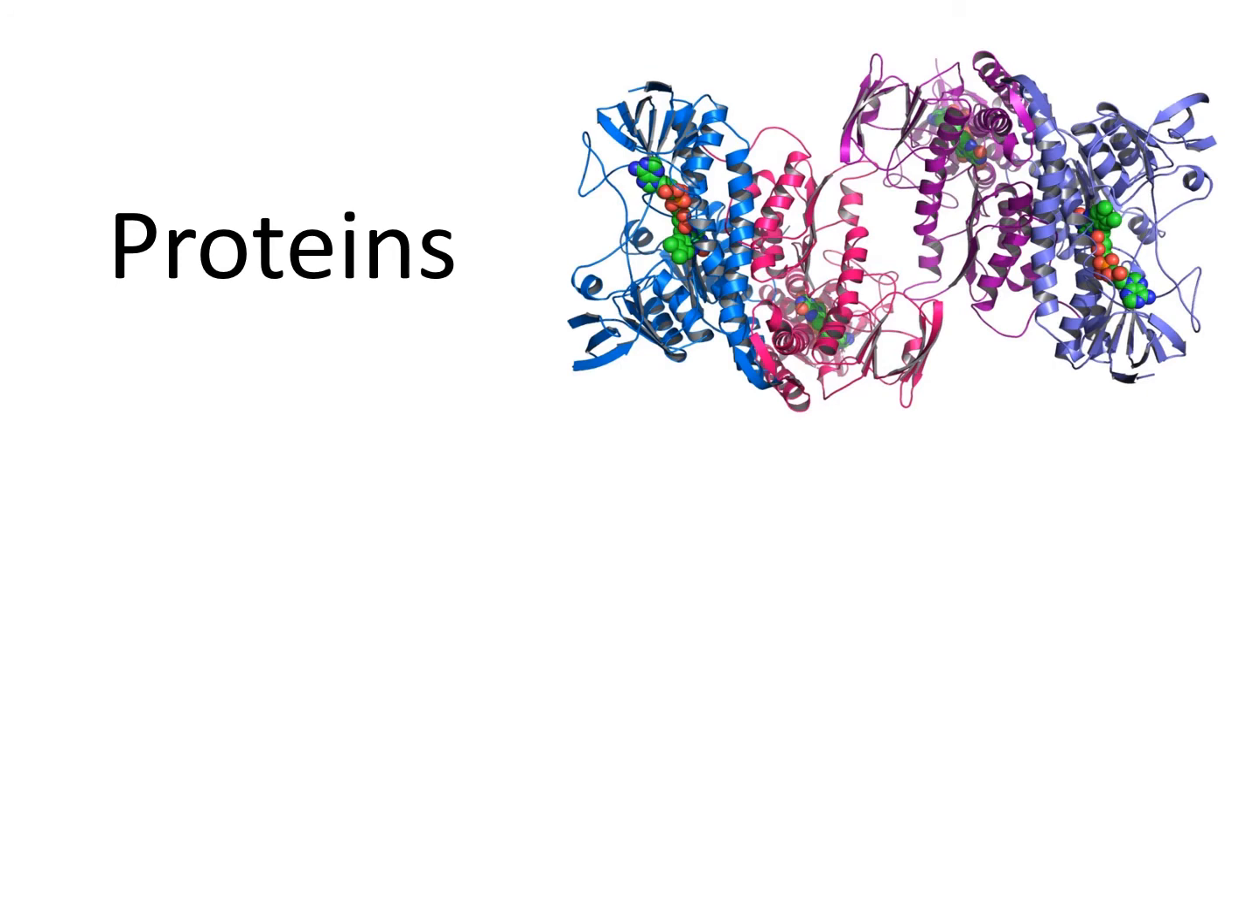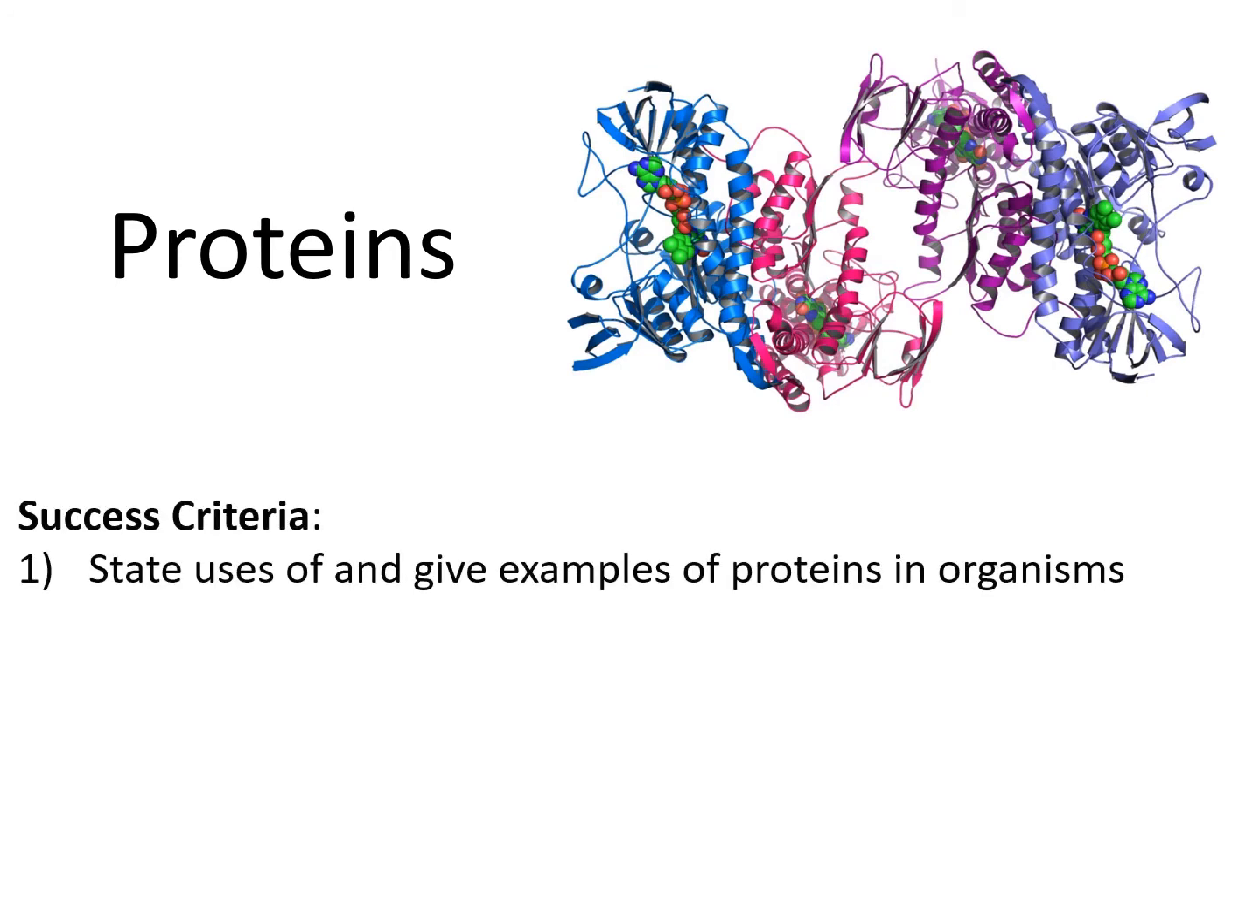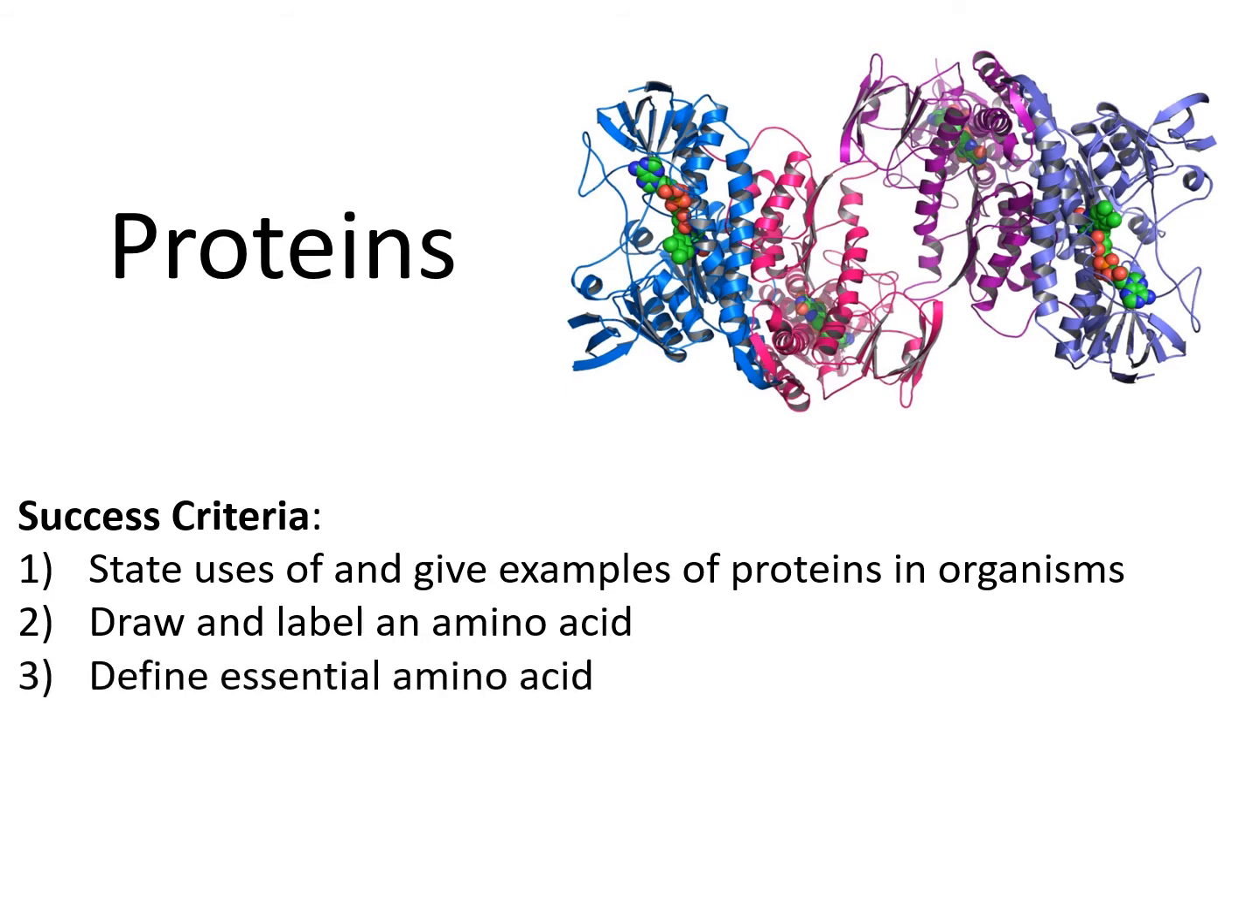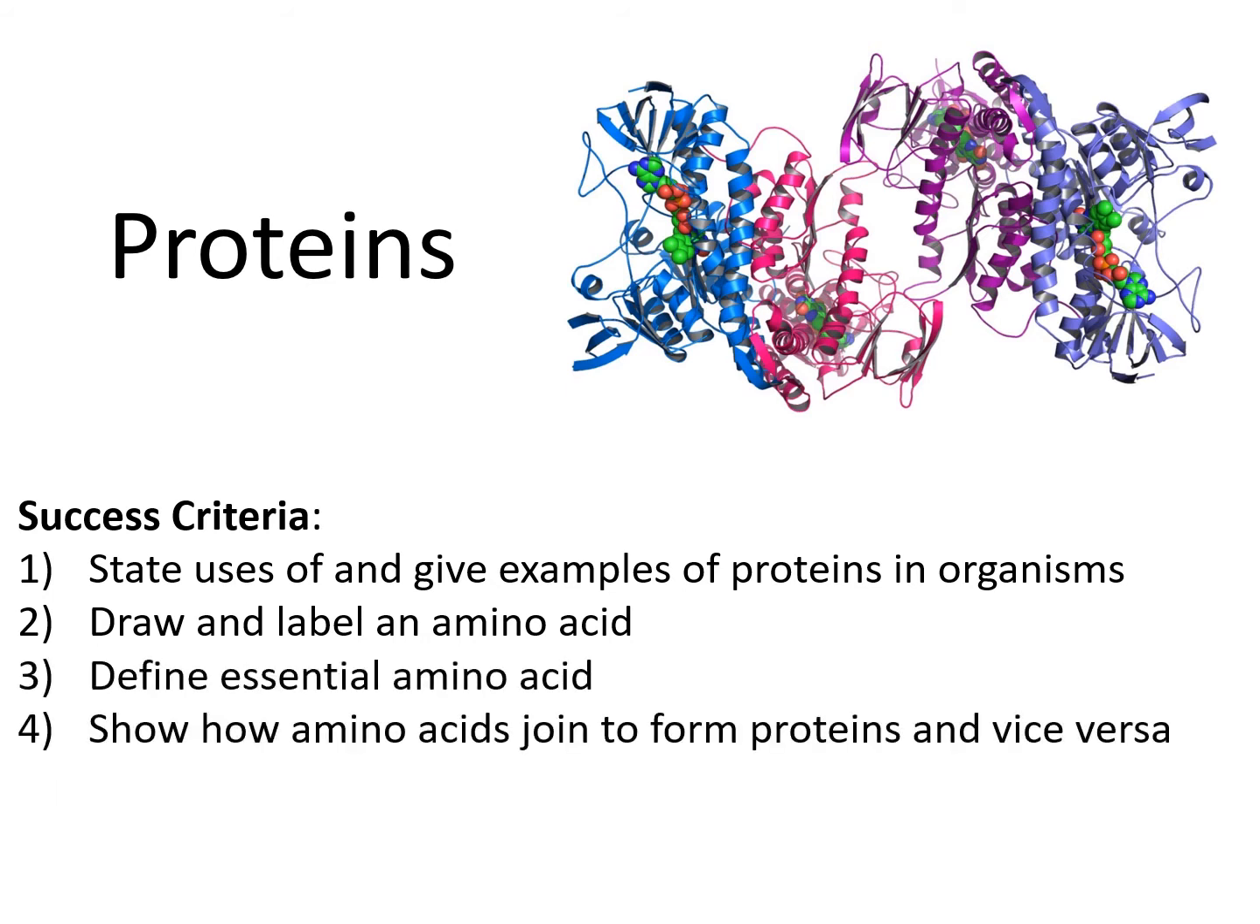So on to proteins. What we're going to cover today is the following. We're going to give uses and examples of proteins in organisms. We are going to draw and label an amino acid. We're going to define essential amino acids. State or show how amino acids join to form proteins, and then vice versa as well, how proteins can be broken apart to form amino acids. And then lastly, explain how proteins become something called denatured. So that's what we're going to cover in today's lesson.